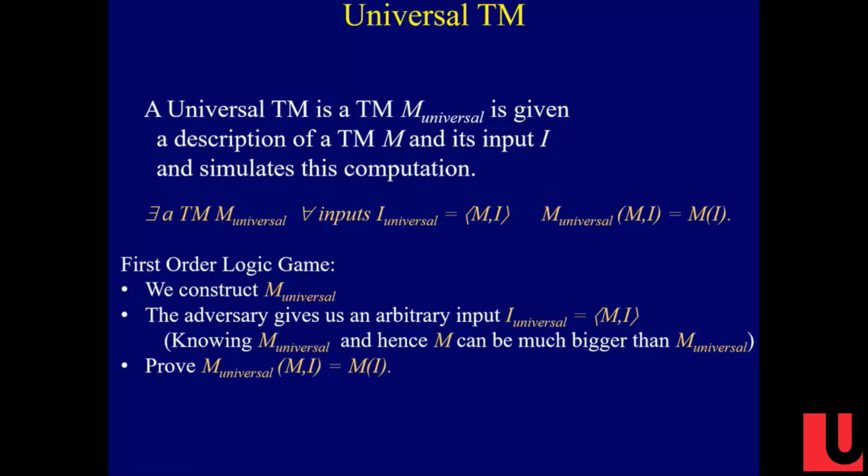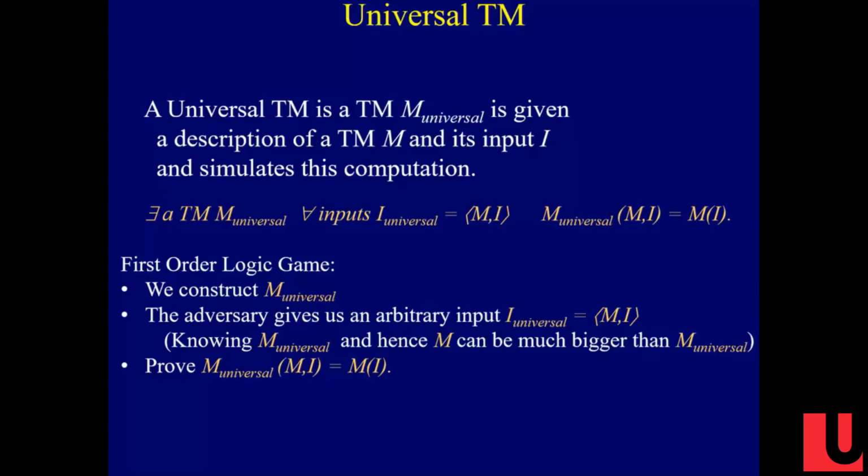And then, after we've designed what it does, the adversary is going to come up with an input. I come up with one universal Turing machine, no matter what the adversary comes up with. The adversary comes up with an M and an I, just a Turing machine and an input I, and what I have to do is simulate M on I. That's what my universal machine has to do.